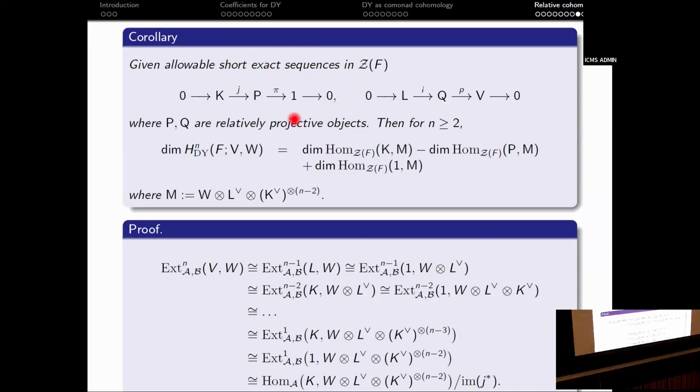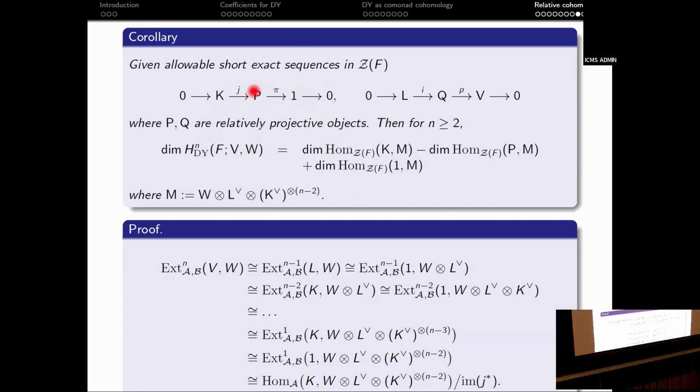We take allowable short exact sequences in Z of F. Then we want to focus on the monoidal unit, because somehow you feel that if you know a lot about a monoidal unit in a monoidal category, you should be able to do a lot. And this will come up in the last part of the talk as well.